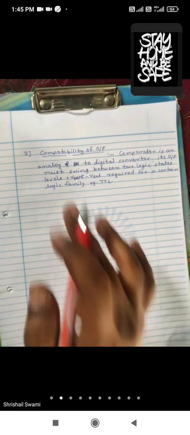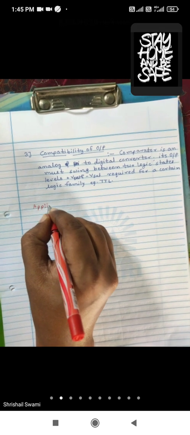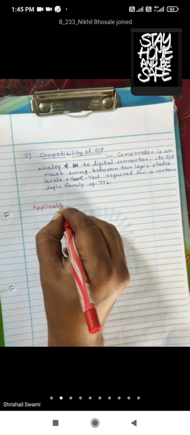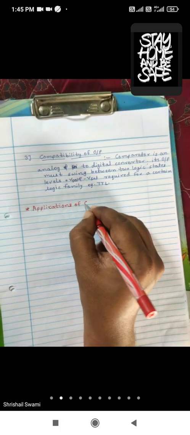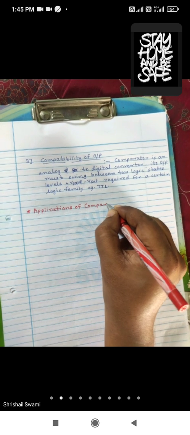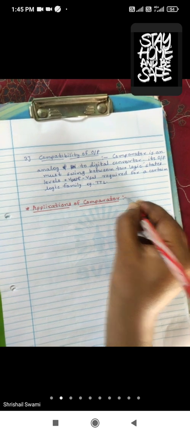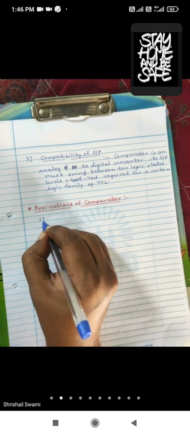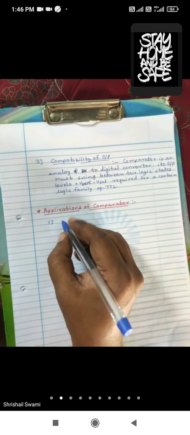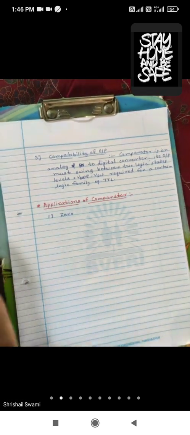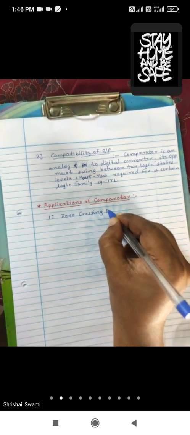Now we have completed the characteristics of comparator. Now we will see the applications of comparator. So there are a number of applications. So first basic application of the comparator is zero crossing detector.